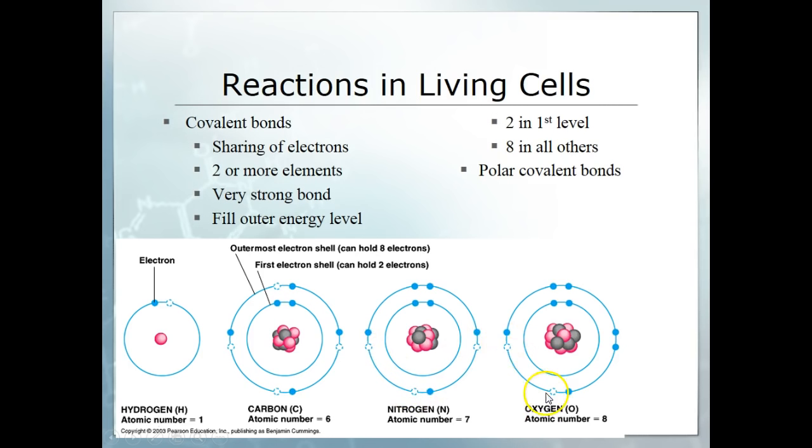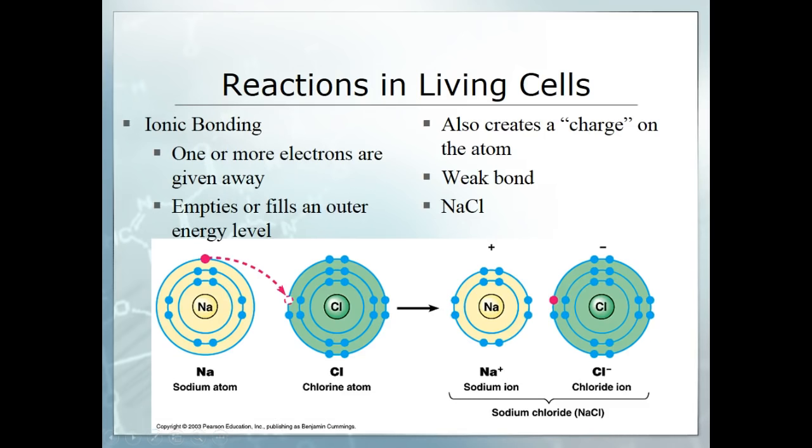Oxygen, it can bond 2 times, okay, which is why it makes H2O. It bonds a hydrogen here and a hydrogen here. All of those cases would be sharing electrons, and so it would be a covalent bond.